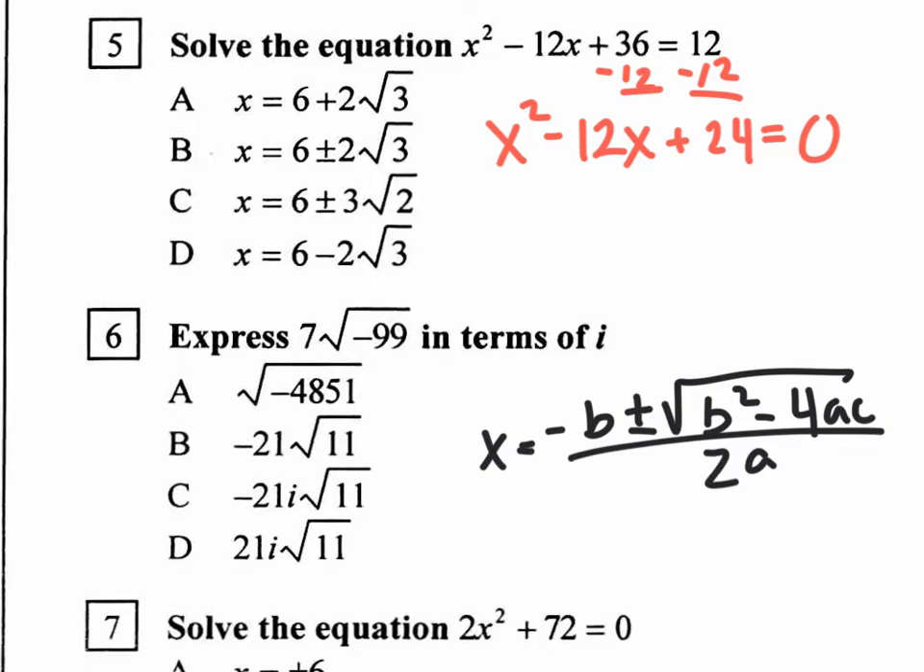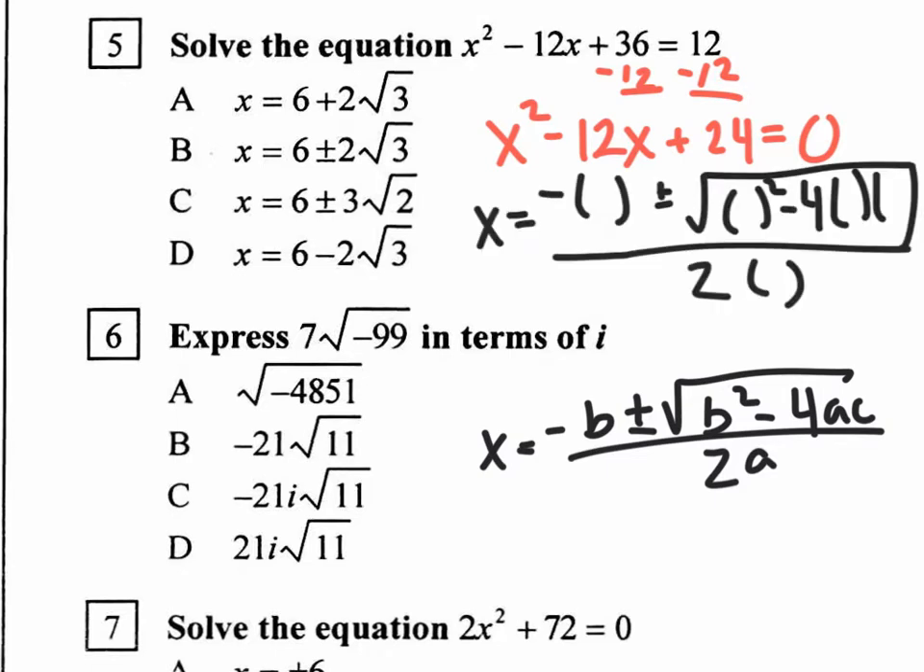And how do we use the quadratic formula? You rewrite everything, but with parentheses instead of the A, B's, and C's. There it is. And now we need to plug in our A value, which is 1, our B value, which is negative 12, and our C value, which is 24.